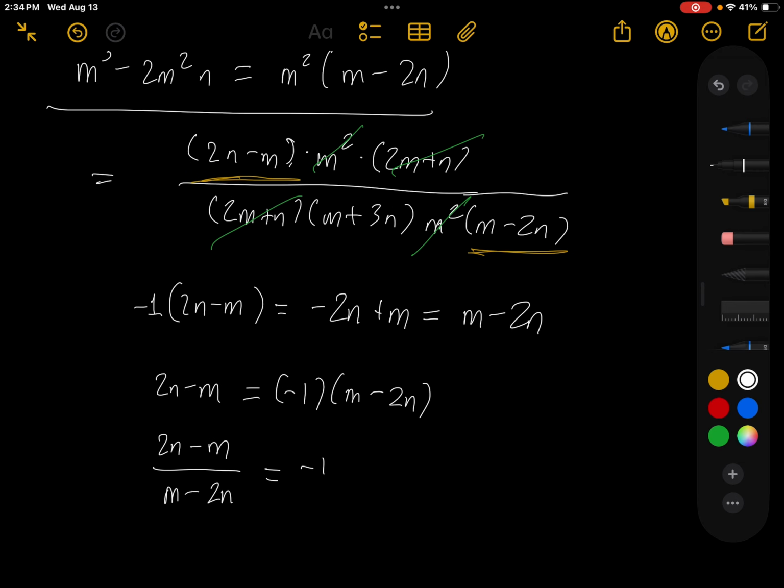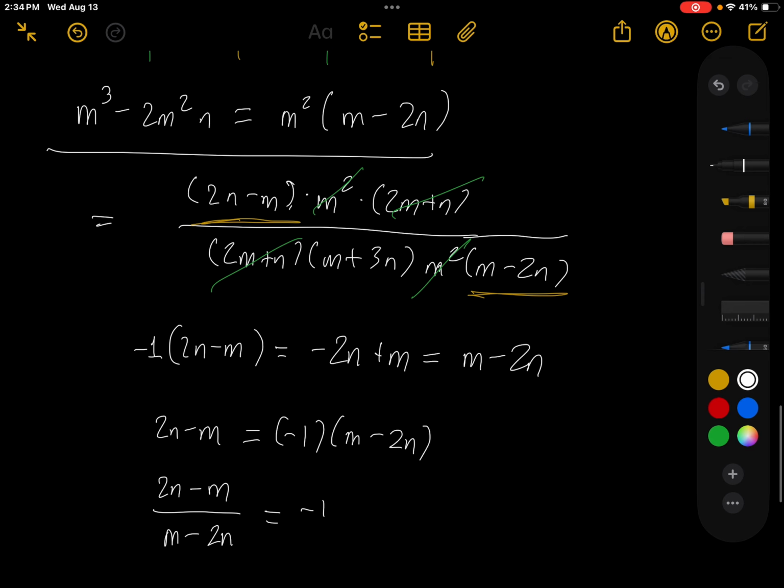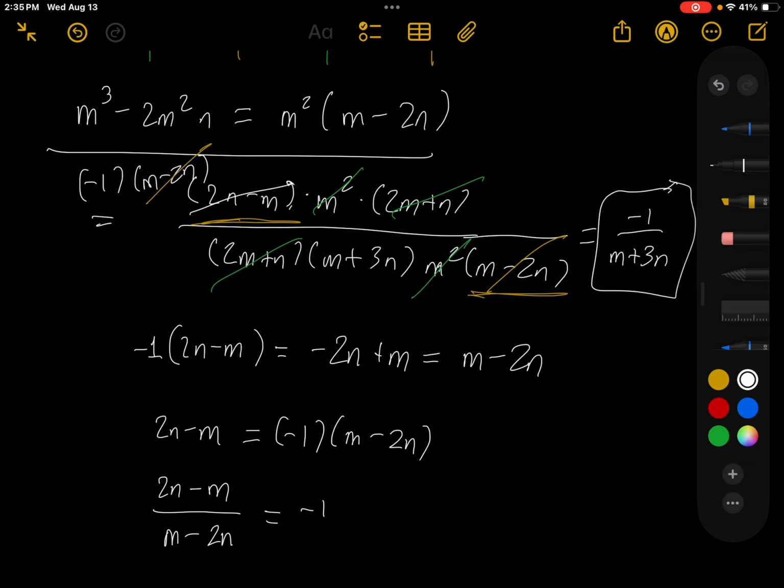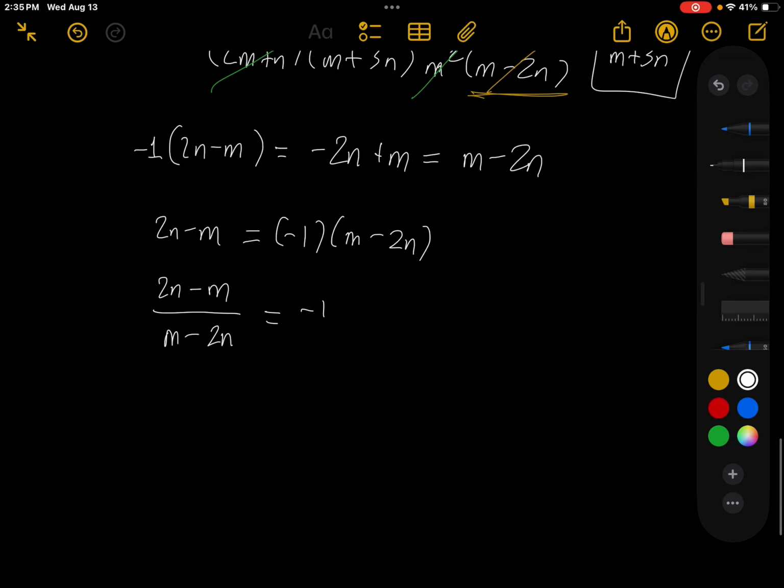So I can replace, if you want, I can just do this extra step where I replace the 2n minus m because that's the same as negative 1 times m minus 2n. And then I can cancel out the m minus 2n's and I'm left with negative 1. So altogether, I have negative 1 over m plus 3n. Okay.